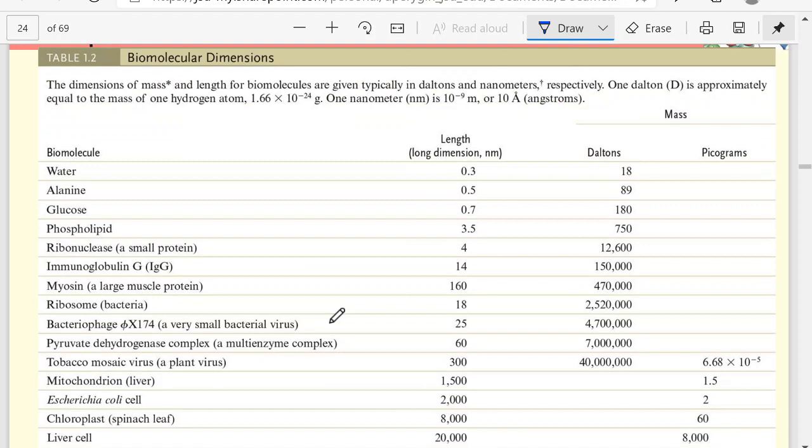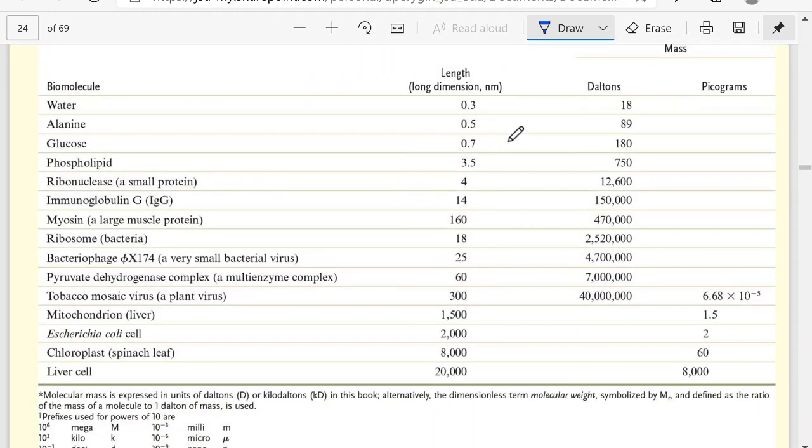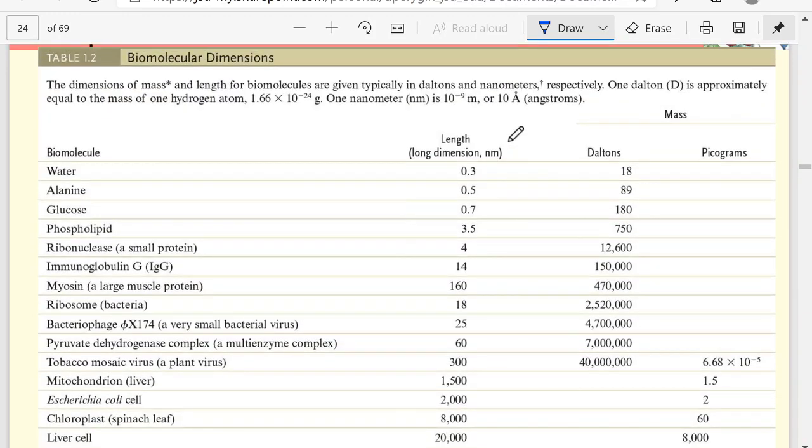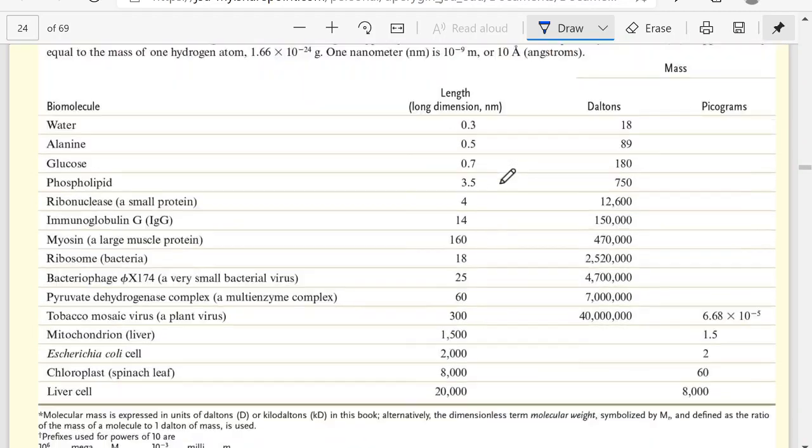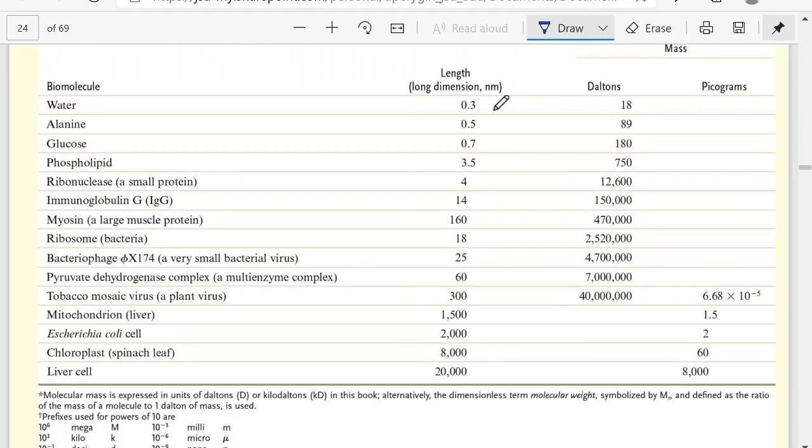So what are the sizes of these things? To give you an idea, a nanometer is 10 to the minus 9 meters, or 10 angstroms. Okay, and that's a nanometer. So a nanometer is 10 angstroms. If we use modeling software later in this course, we will be measuring some of these species in angstroms. But in this particular chart, the dimensions are generally given in nanometers.